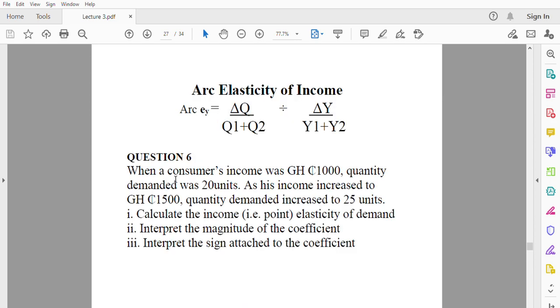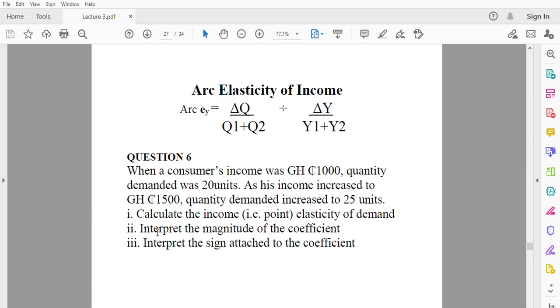Now let me get back to question 6. I know you can calculate the income, that is point elasticity of demand. Now the second is interpret the magnitude of the coefficient. So tell me, if you calculate and you get a positive, is it an inferior good or is it a normal good? If you calculate and you get a negative, is it an inferior good or a normal good? That even answers the third question. So the sign will show whether it's a normal good or an inferior good. Let me just remind you, if you calculate and you get a positive, that means the commodity is a normal good. If you calculate and you get a negative, it is an inferior good.